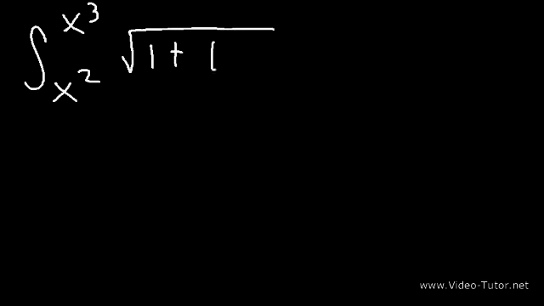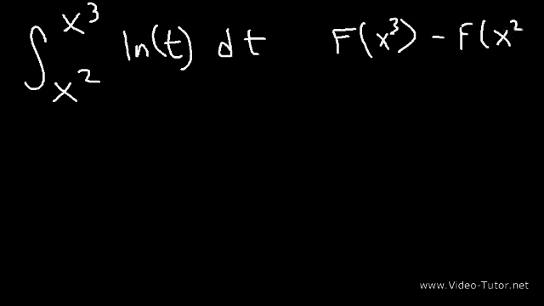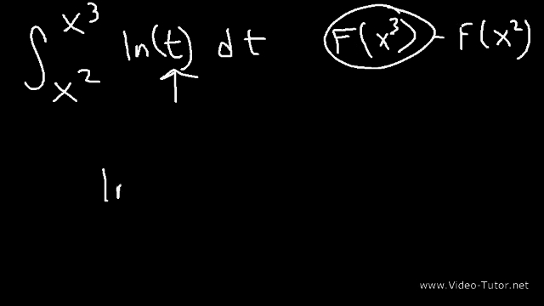Now what if you have something that looks like this? Let's say x squared to x cubed, 1 plus t squared. Actually, let's use a different function. Let's use the natural log of t. So keep in mind there's two parts. You're going to have F of x cubed minus F of x squared. So for the first part, replace t with x cubed. So it's going to be ln x cubed.